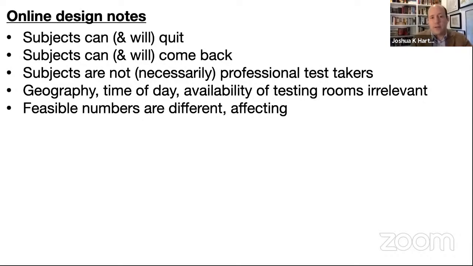Also, the feasible numbers are different, right? So if you can only test dozens in the laboratory, you can, as I showed you before, potentially test millions online. And this has a number of important effects. One is that we often enforce a lot of homogeneity in our research subjects, right? So if you're doing a neuroimaging study, you may want only right-handers. You may want only monolingual English speakers, things like that.